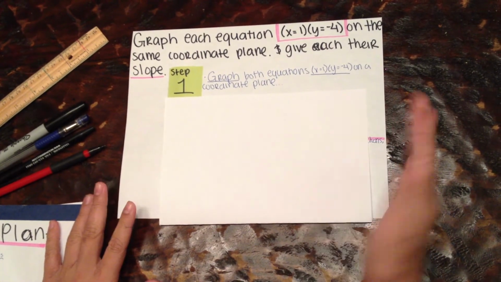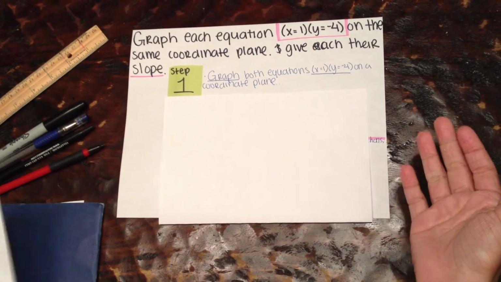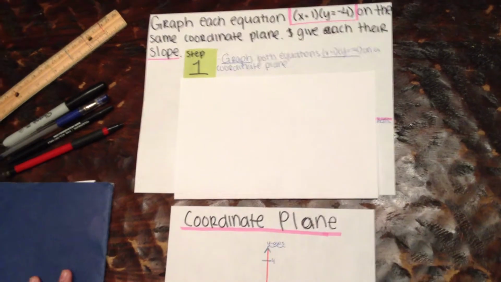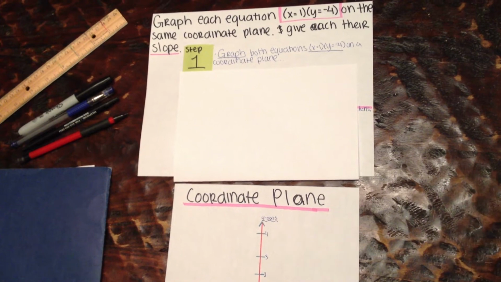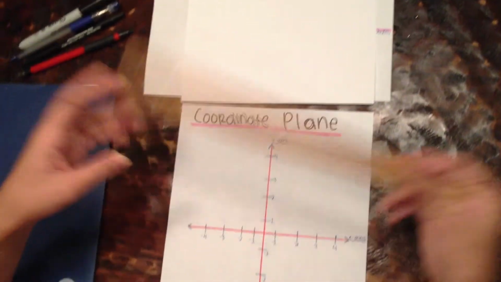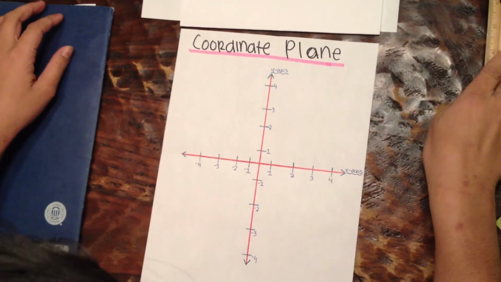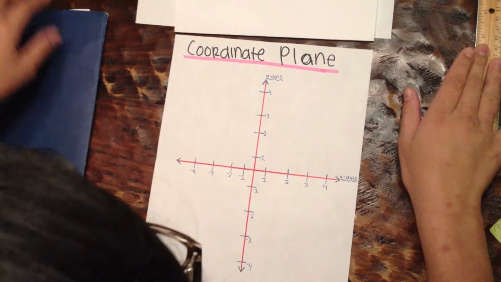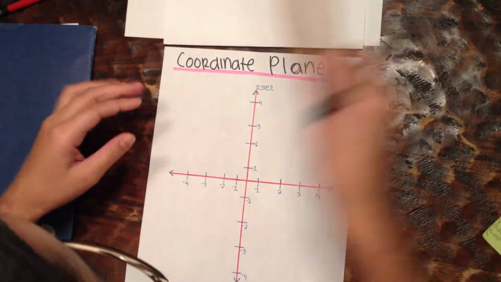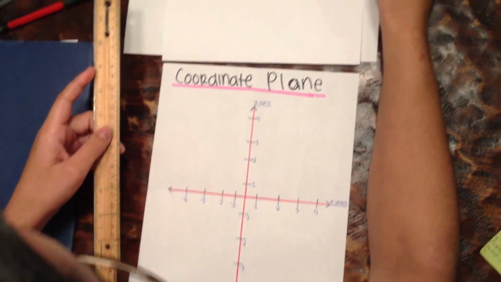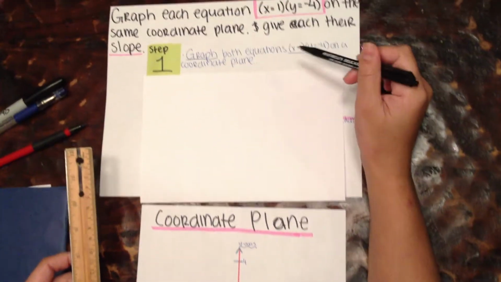So you get a coordinate plane, preferably on graph paper, but I didn't have graph paper, so I just made my own. But you want to make sure when you're making your own coordinate plane that you have a straight edge like a ruler. So I just made a coordinate plane, and we'll take a black pen. Okay, so graph both equations, x equals 1, y equals -4 on a coordinate plane.